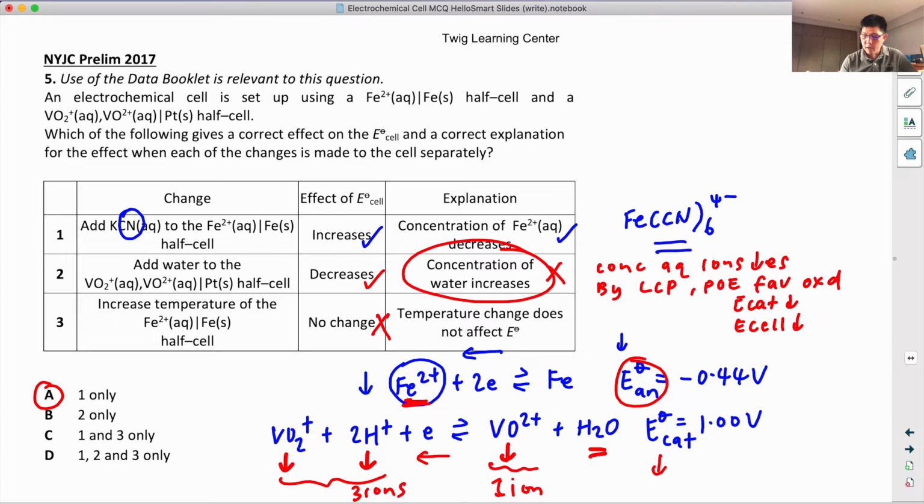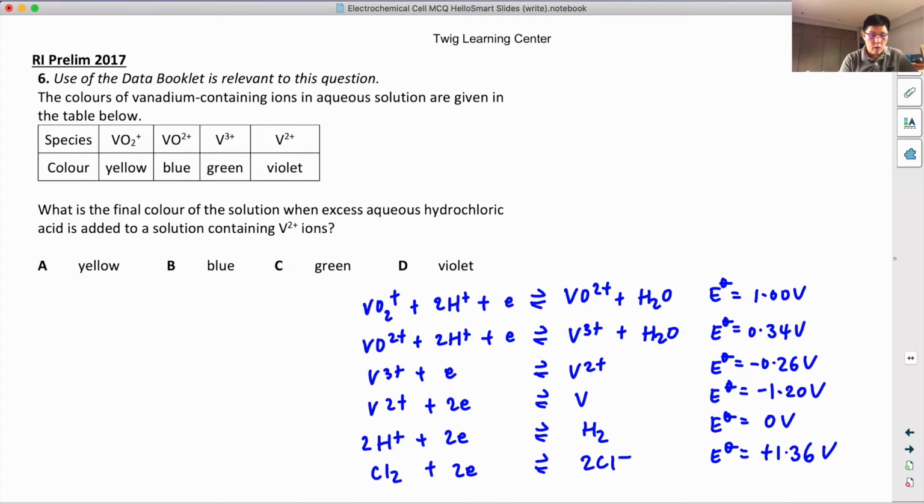Okay, so let's look at question 6. I've written down all the half equations that you should consider looking at. The colors of vanadium containing ions are given. What is the final color of the solution when excess aqueous hydrochloric acid is added? Some of you might be thinking of looking at the H+, and some of you might be thinking of looking at the Cl-. Let's look at the vanadium.